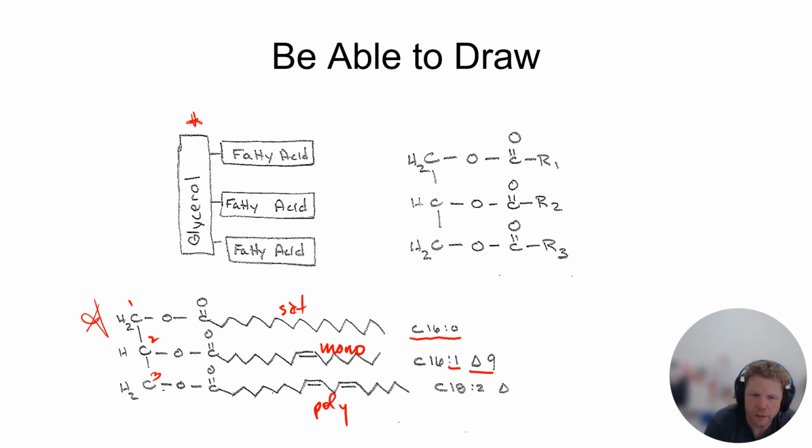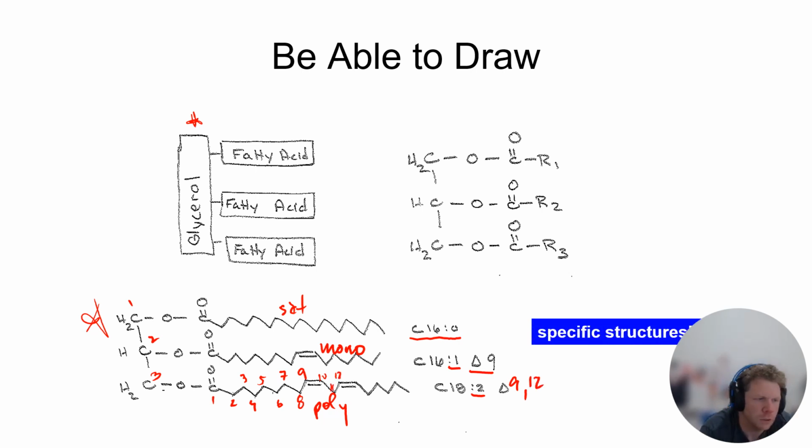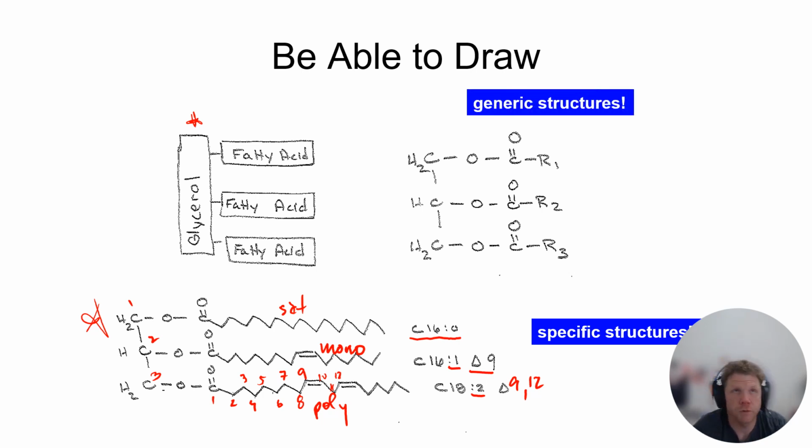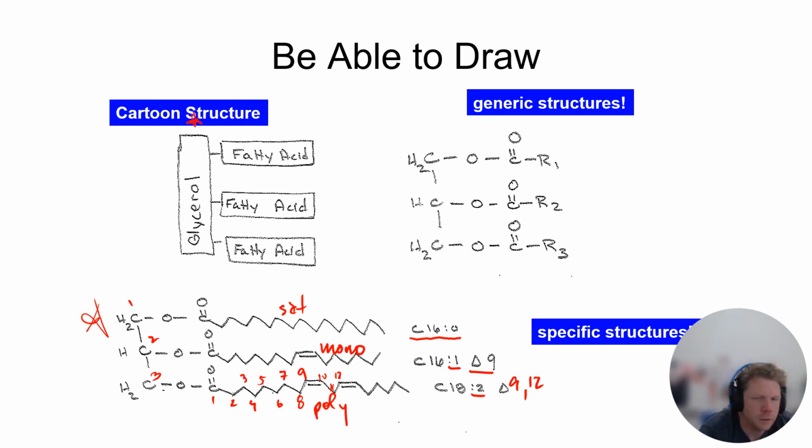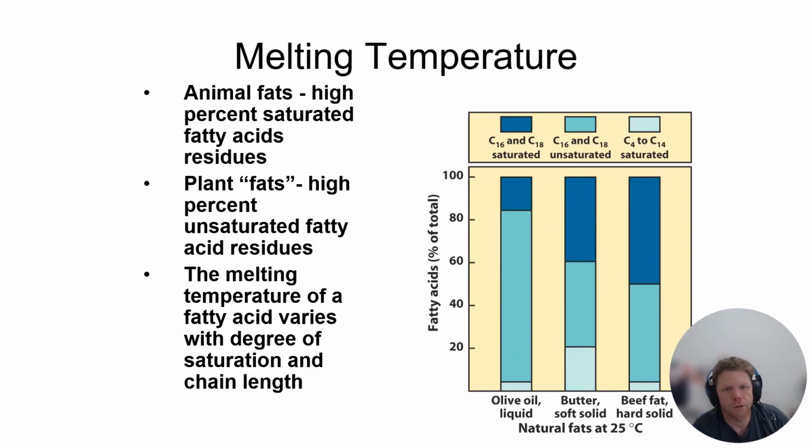16:1 delta 9, 18:2. Okay, this would be 1, 2, 3, 4, 5, 6, 7, 8, 9. So delta 9, comma, 10, 11, 12. 9, comma, 12. So be able to draw these based on information that I provide you with. And here's our specific structure, generic and a cartoony structure.